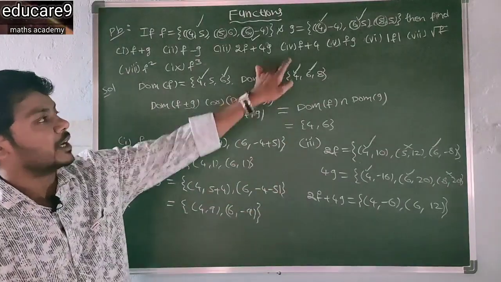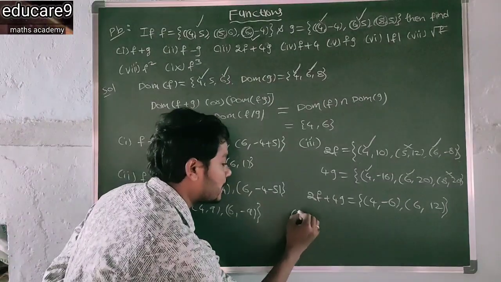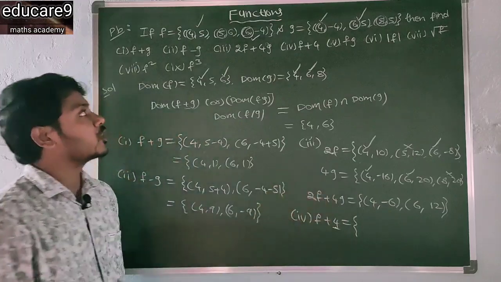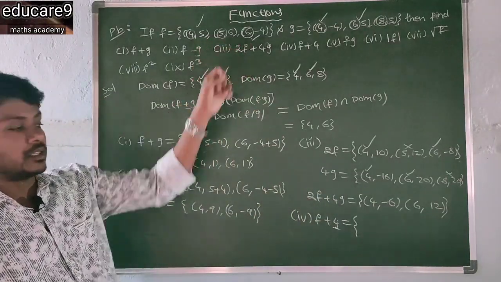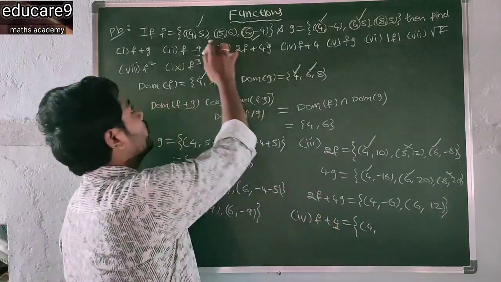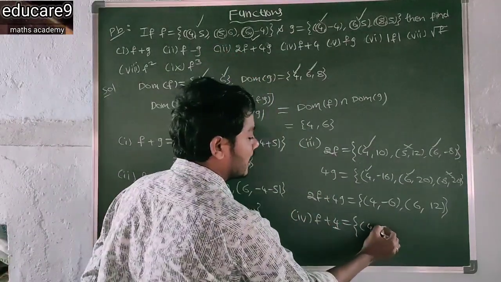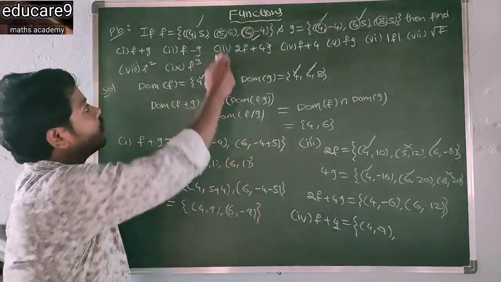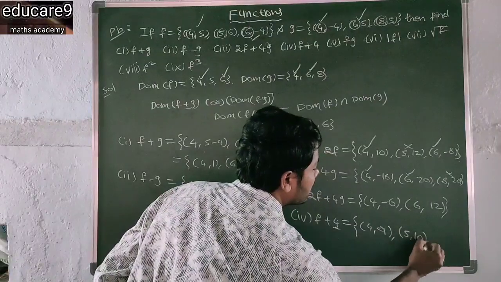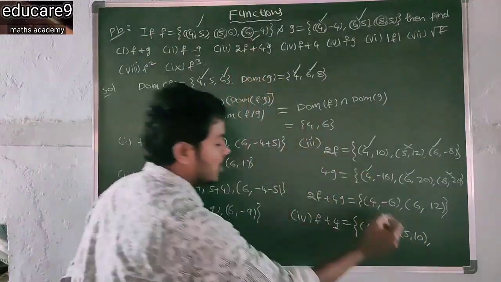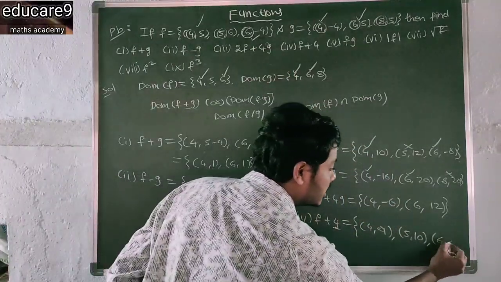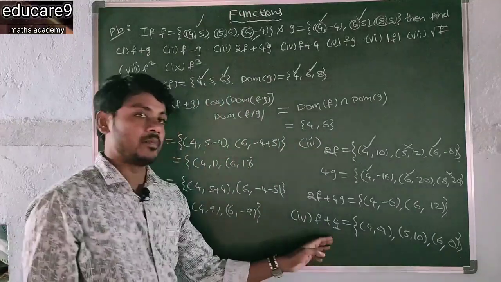And what is the fourth one? F plus 4. So you add this 4 to codomain elements. You get f plus 4. That is 4 comma 5 plus 4, 9. And 5 comma 6 plus 4, that is 5 comma 10. And 6 comma minus 4 plus 4, 0. This is f plus 4.